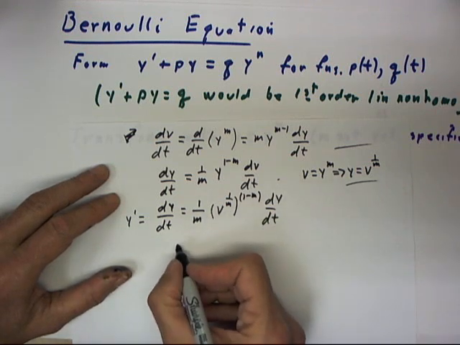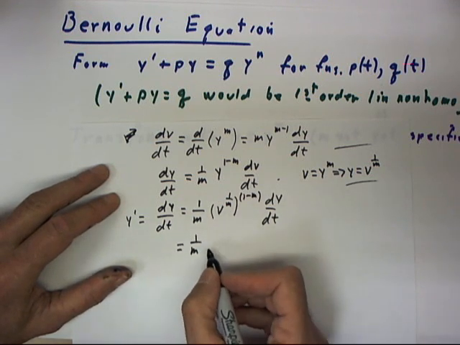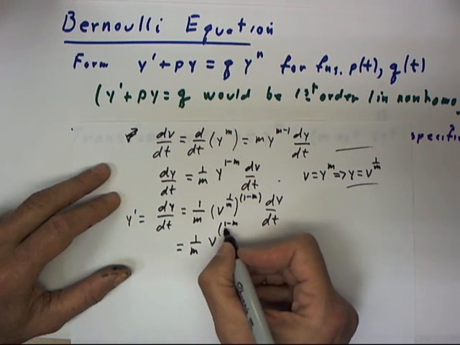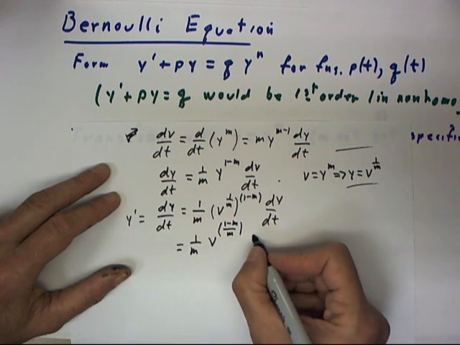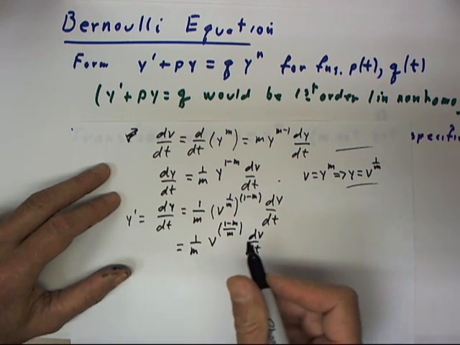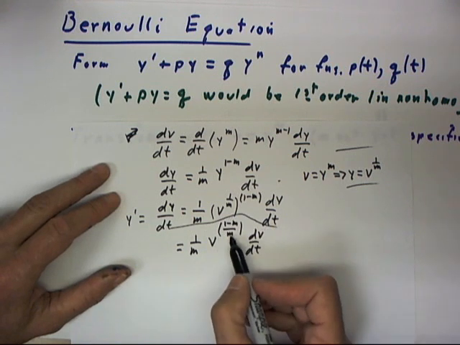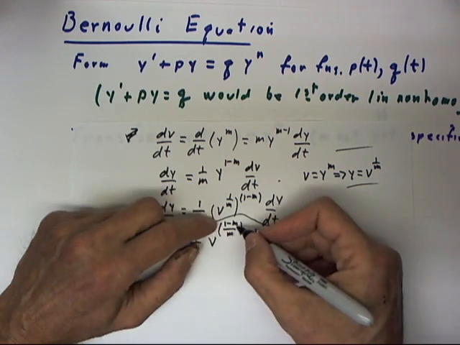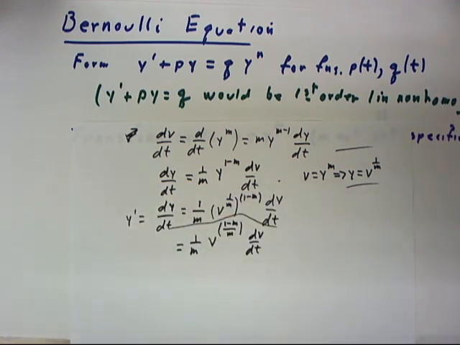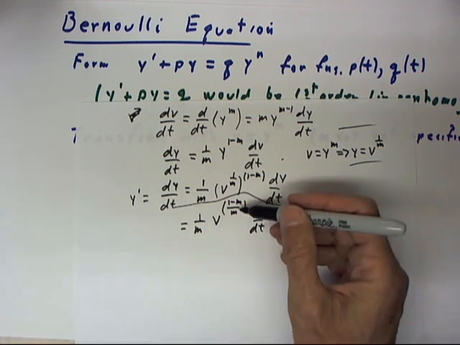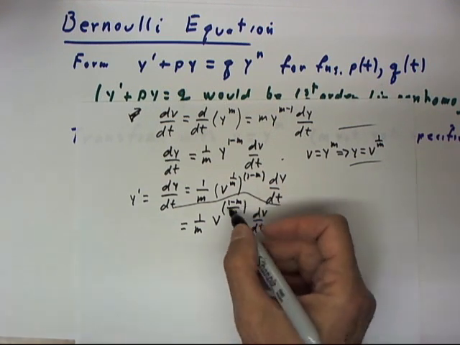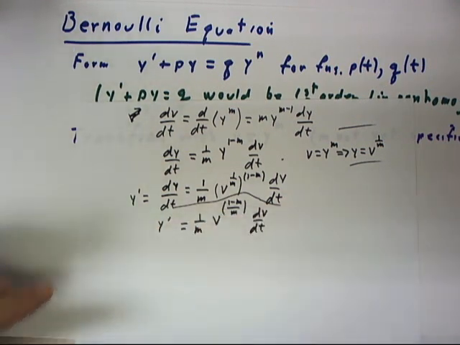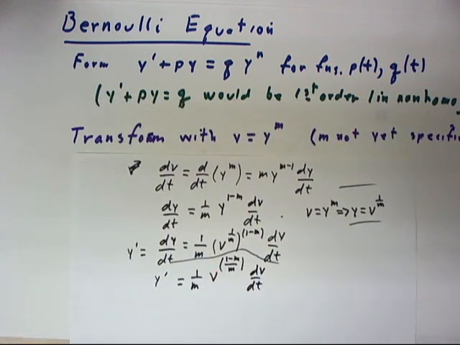We can simplify this expression one more step. We can write this as 1 over m times v to the quantity 1 minus m over m times dv dt. We could distribute the multiplication by 1 over m and get 1 over m minus 1, but it's going to be more convenient to leave this in the form of a fractional expression. Okay, so there's our expression for y prime. Now what does that do to our equation?